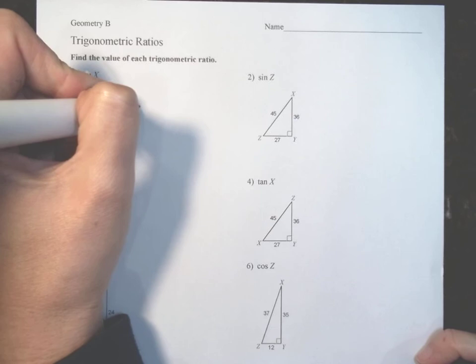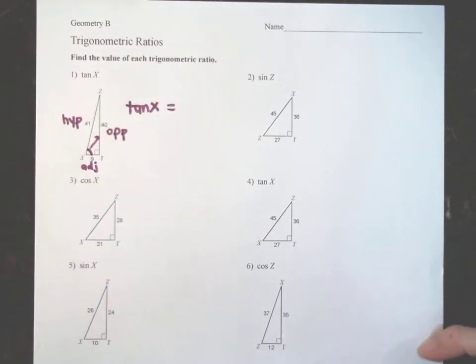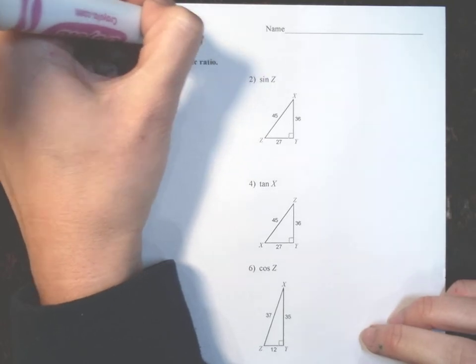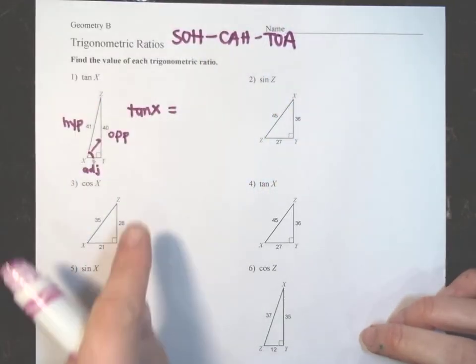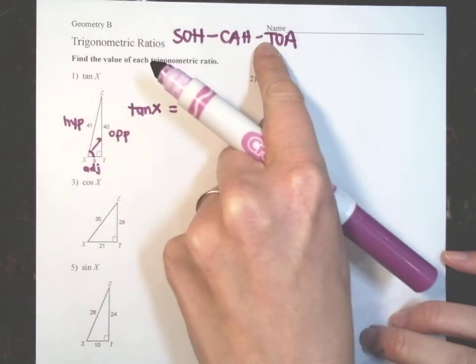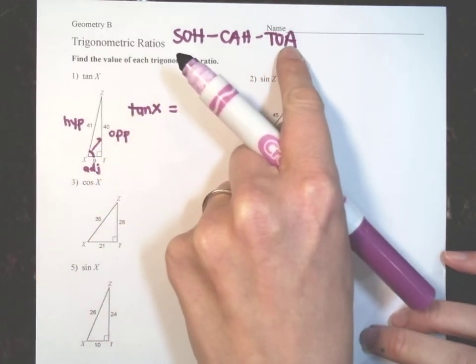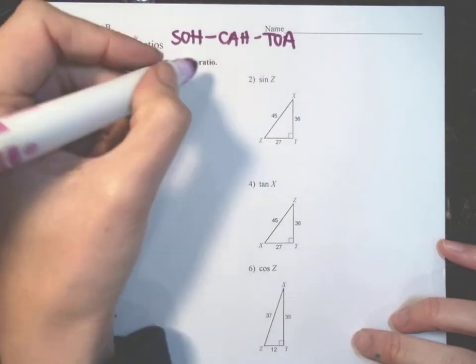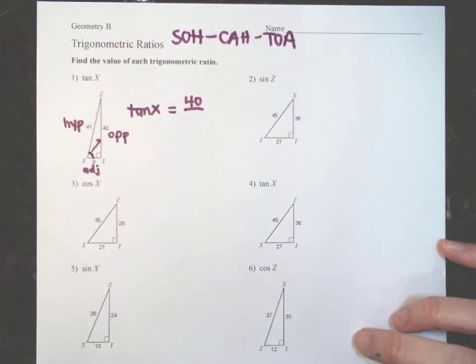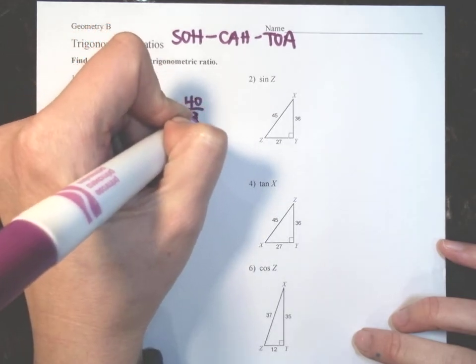So that means the tangent of x would equal, so remember, SOH CAH TOA. So if we're doing tangent, we're using the T, which means we need the opposite and the adjacent. So the opposite would be 40 over the adjacent, which is 9.